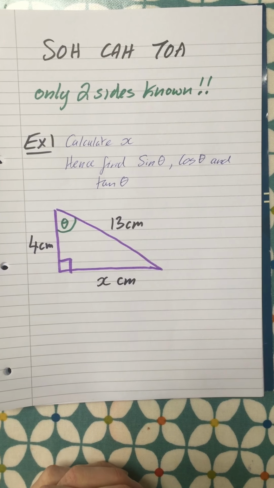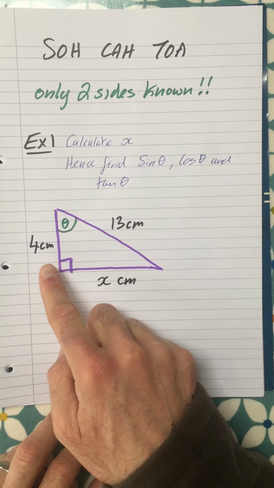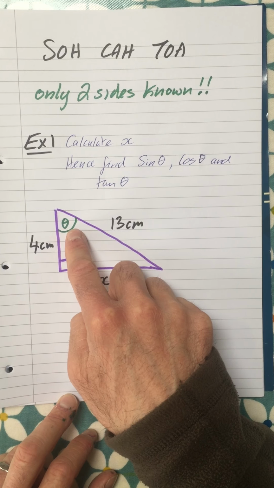In this video, I'm going to show you how to find the sine, cos and tan of an angle in a right angle triangle when the question only gives you two sides. So here's example 1. If you look at the triangle here, there's a right angle triangle with an angle theta.